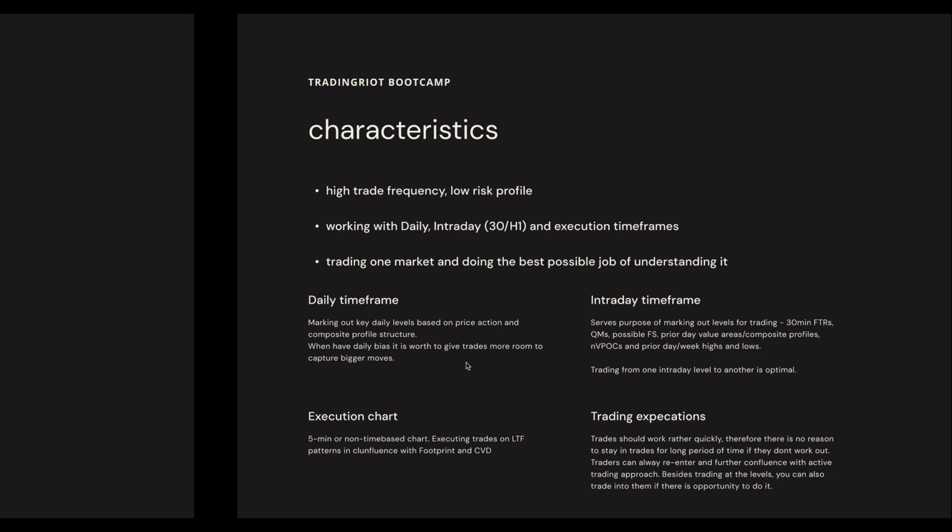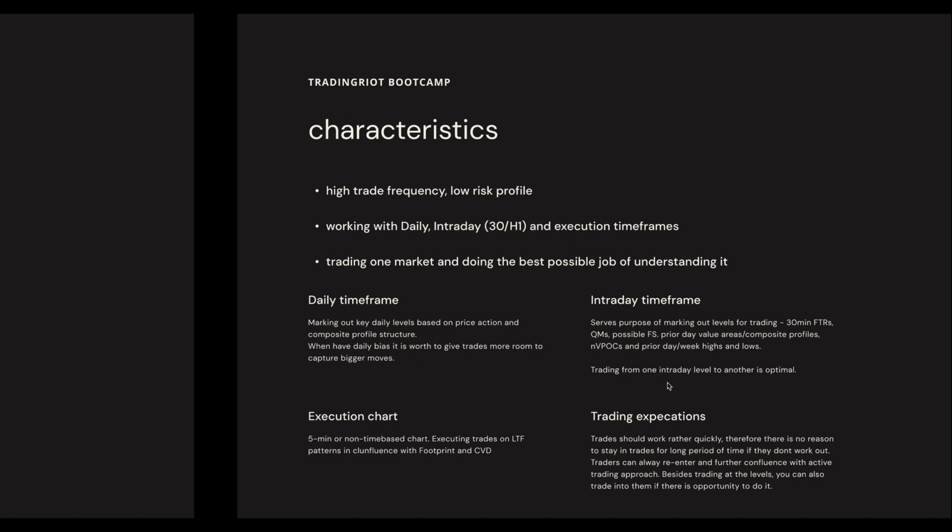The intraday time frame, which is this 30-minute to 60-minute chart, serves the purpose of marking out key levels for trading. These are 30-minute FTRs or clusters, QMs, and possible levels for failed swings. Per day value areas of daily and composite profiles, naked points of control, and per day and prior week highs and lows. Also market profile structures such as poor lows and poor highs. You are trading from one intraday level to another, basically.